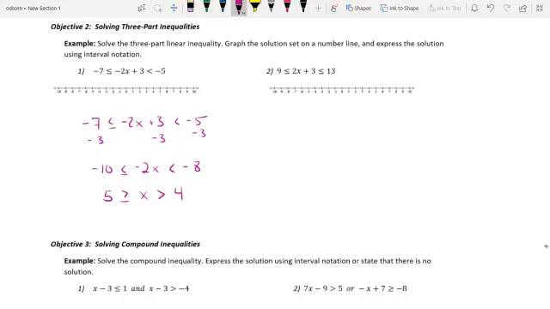Alright, so that means that x is greater than 4, so at 4 I'm going to have a parentheses or an open circle, and it is less than or equal to 5, so at 5 I'm going to have a bracket or a closed circle. Written in interval notation, start with your smallest, so that would be 4, comma, 5, and the bracket around the 5.